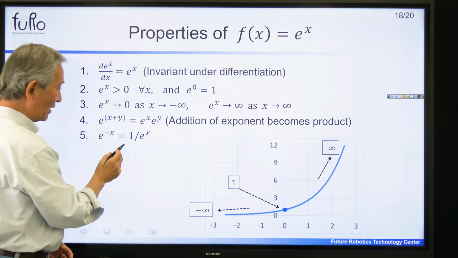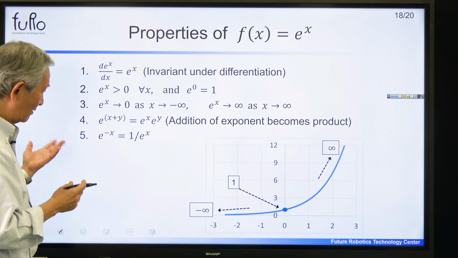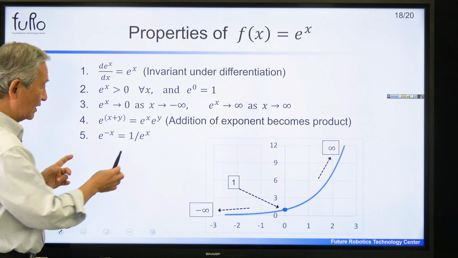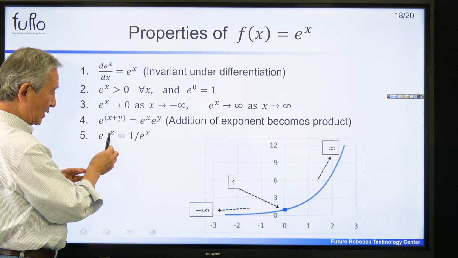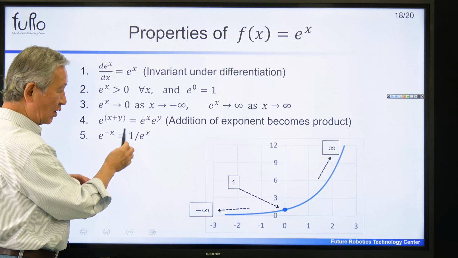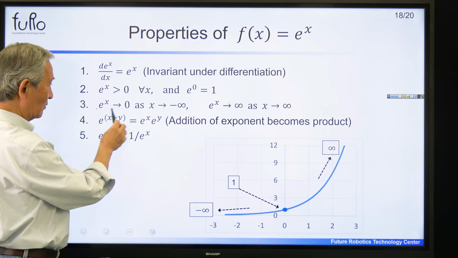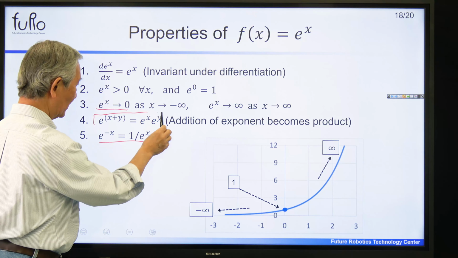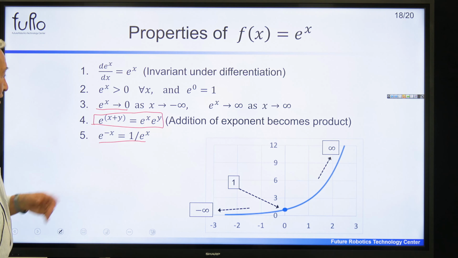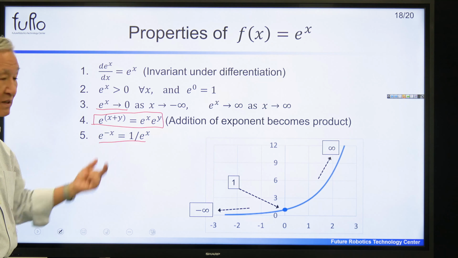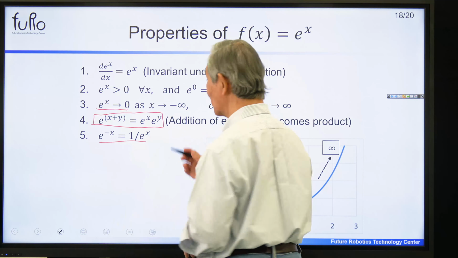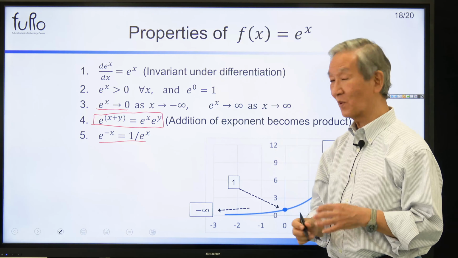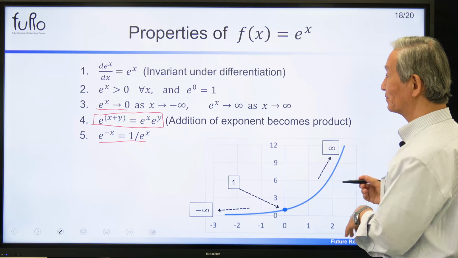Okay, e to the minus x power is 1 over e to the x. Well, that's natural, right? So what's going to happen is that when x becomes very large, e to the x is very large, 1 over e to the x is very small. So therefore, this one goes to 0. But why is this true? Well, this is a key characteristic: addition of exponents becomes the product. This is so handy. Actually, this was used to find the logarithm table a long time ago.